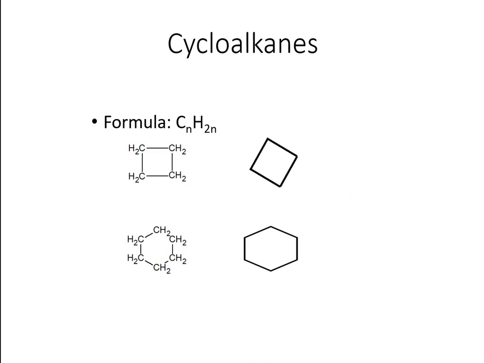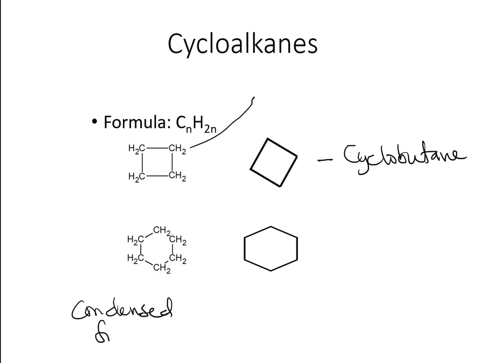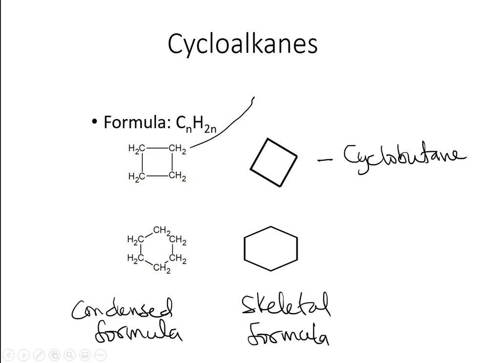So this one is known as cyclobutane because it has 4 carbon atoms. So this is cyclobutane using condensed formula. This part here is condensed formula. This part is skeletal formula. So it's just the same thing, but both of them are dealing with cyclo. So this is cyclobutane, this is cyclohexane.